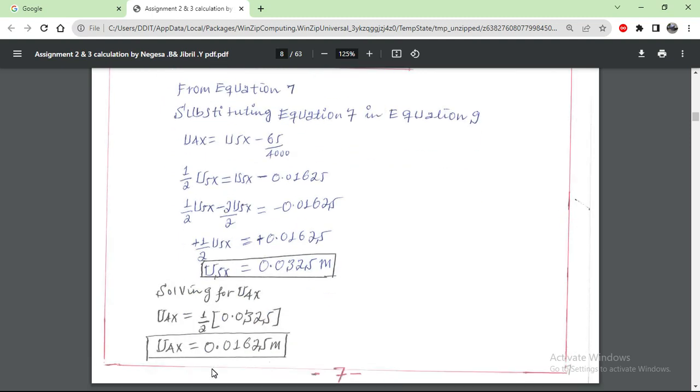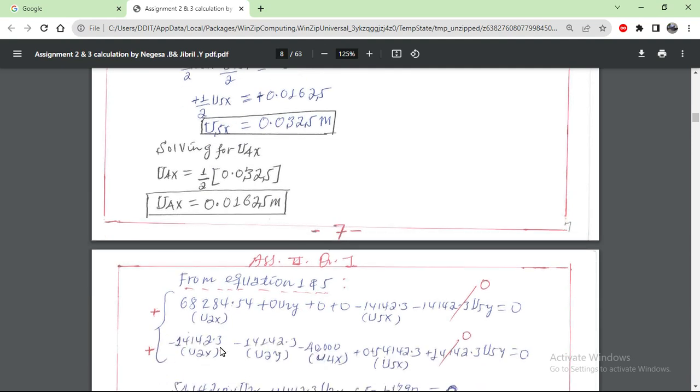Then we get displacement at point number 5 in the x direction equal to 0.0325 meters. Solving equation number 5 and equation 4, displacement at point 4 in the x direction, from equation 7 we get u4x also.